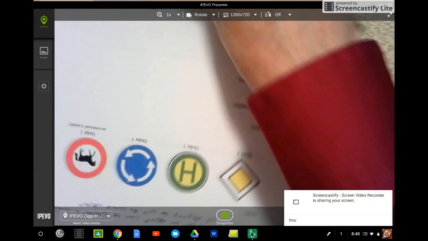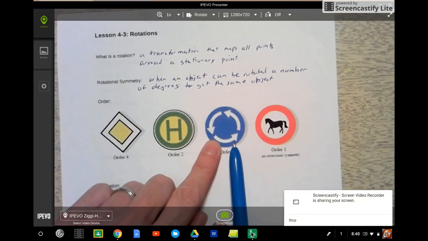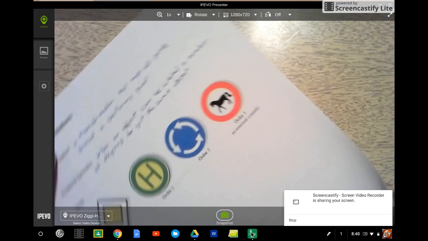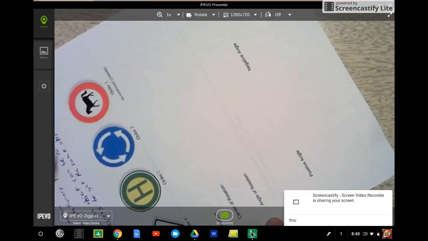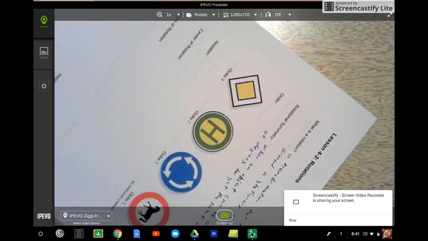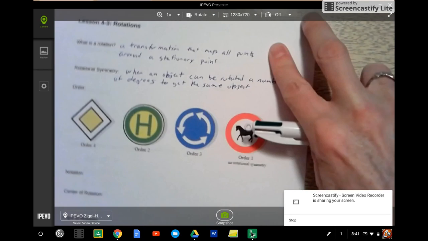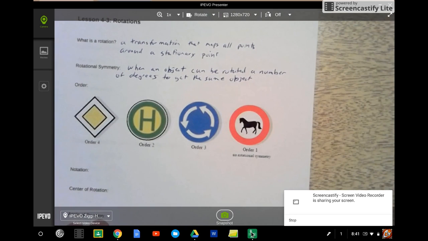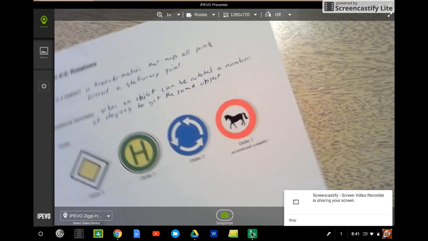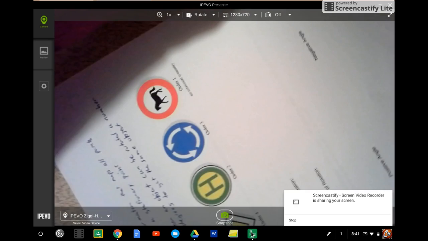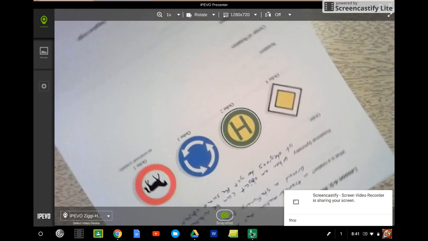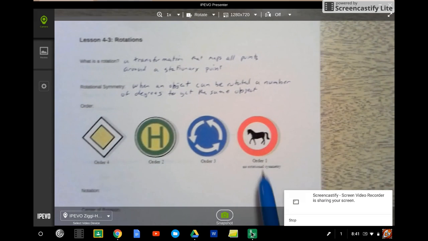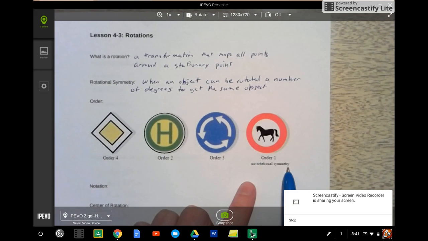When we look at the circular, I guess that's a recycling symbol, we can turn that one 1, 2, and 3 times and be right back where we are. Order of 1, though, well, that means it has no rotational symmetry. If I turn that symbol, no matter how far around I turn it, I have to go all the way around to get it back to looking like the same picture again. So an order of 1 means no rotational symmetry.